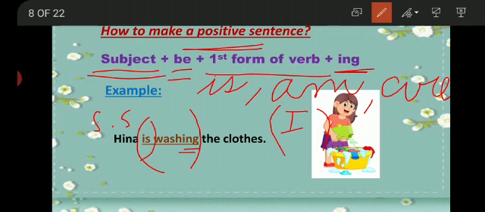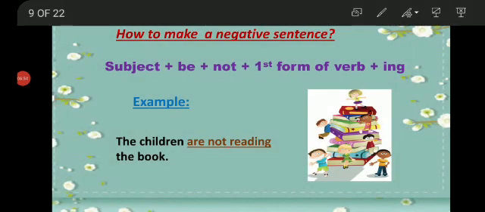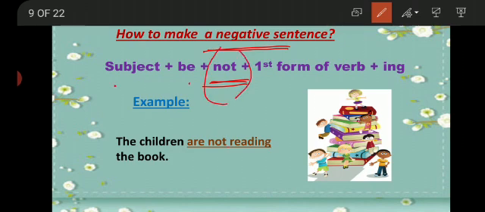Okay, now students, let's have a look at the other type of sentence, that is the negative sentence. How to make a negative sentence? First of all, we talked about the positive sentence. Now we will talk about the negative sentence. The formation of a negative sentence is the same as the positive sentence, but as it is a negating sentence, we will add not. Okay? Subject, be, not, first form of verb and ing for showing the continuity of the action.